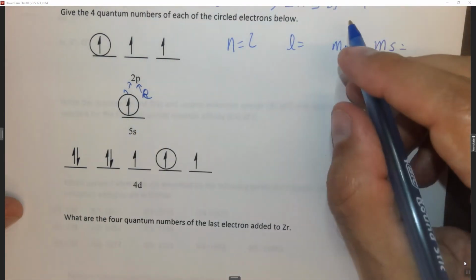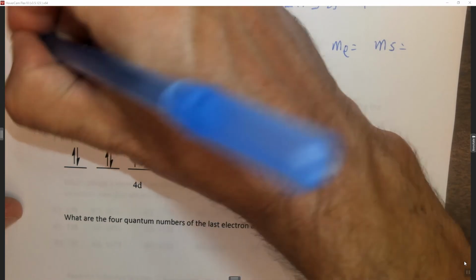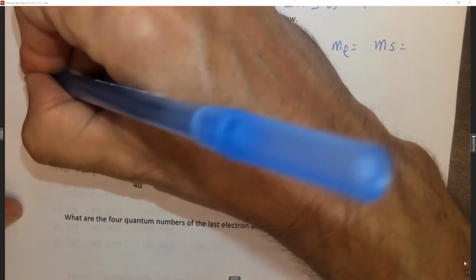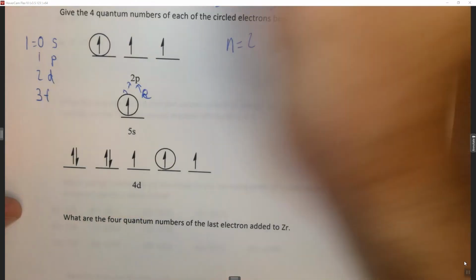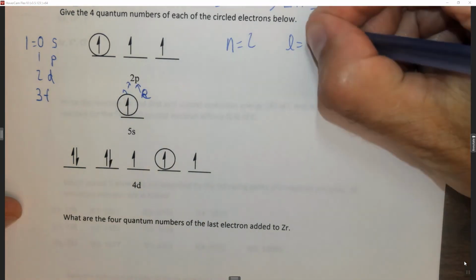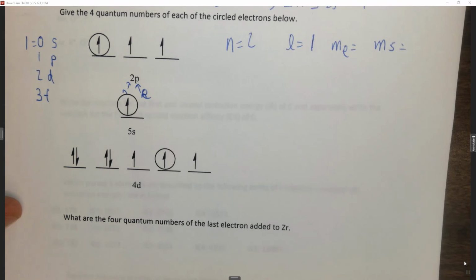L is based on a p. Remember to translate. L equals 0, we call that an s orbital. 1 we call a p. 2 we call a d. And 3 we call it f. So because here L is equal to a p orbital, L has to be equal to 1.